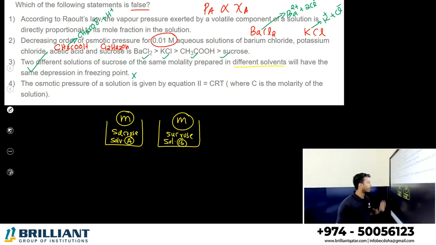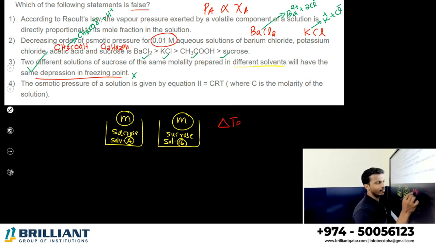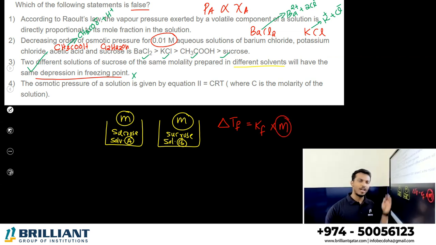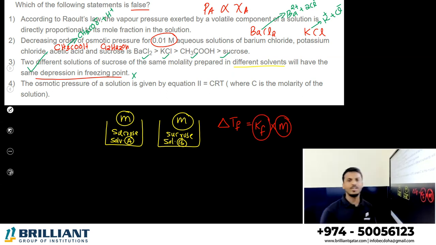What is the question they are asking? That these solutions have the same depression in freezing point. What is depression in freezing point? Delta TF is equal to KF into m. Here molality we cannot consider because molality is the same for each solution. What do you see, dear student? KF. What is KF? The cryoscopic constant or molar depression constant. It's for a solvent, right? KF and KB we are saying for a solvent.